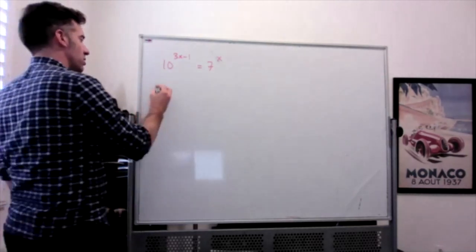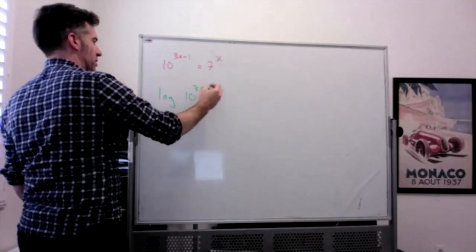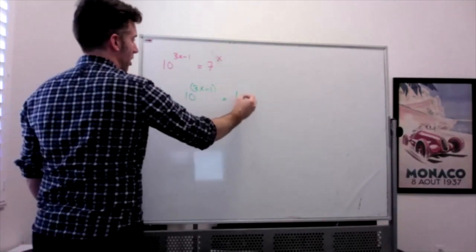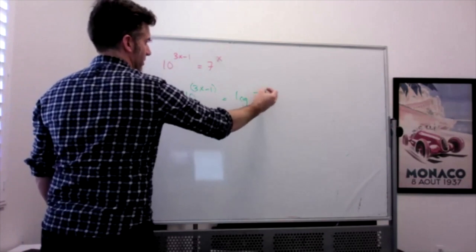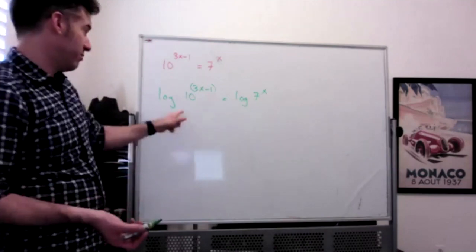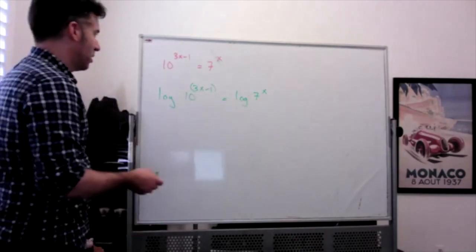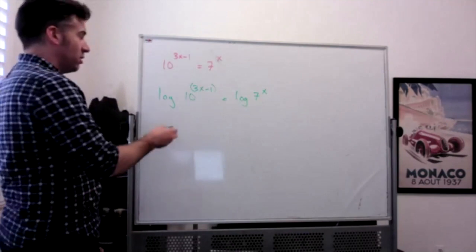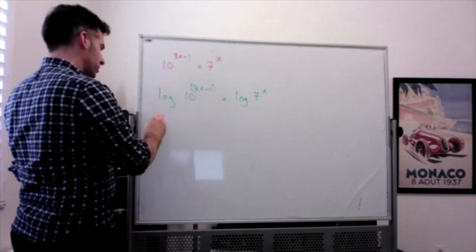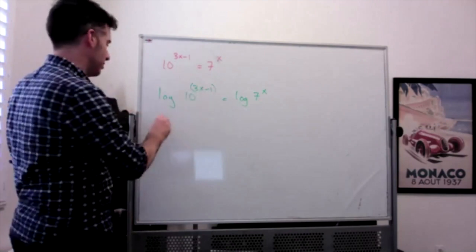So I'm going to do the log base 10 of 10 to the 3x minus 1 equal to the log base 10 of 7 to the x. And when it's log base 10, you don't write the base. You can totally write base 10 there and base 10 there if you want to, but you don't have to. So I'm going to bring the powers down. That's why we take the log of both sides, so we can get the variables out of the exponent.